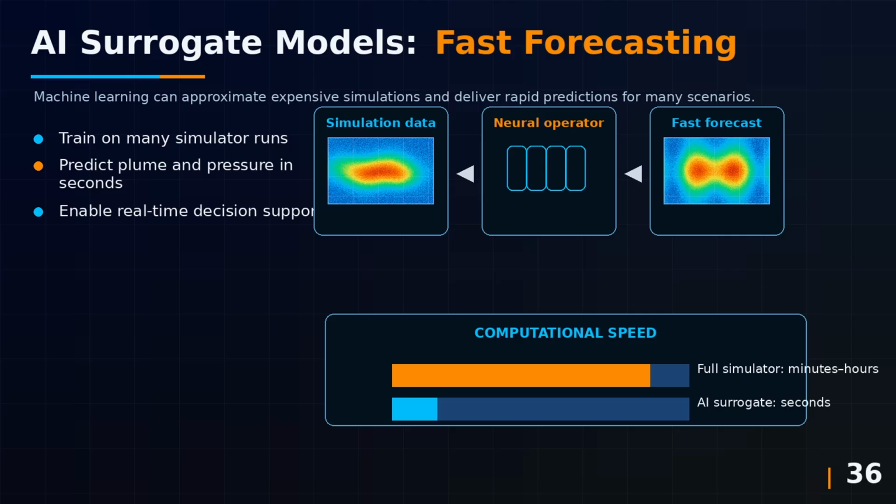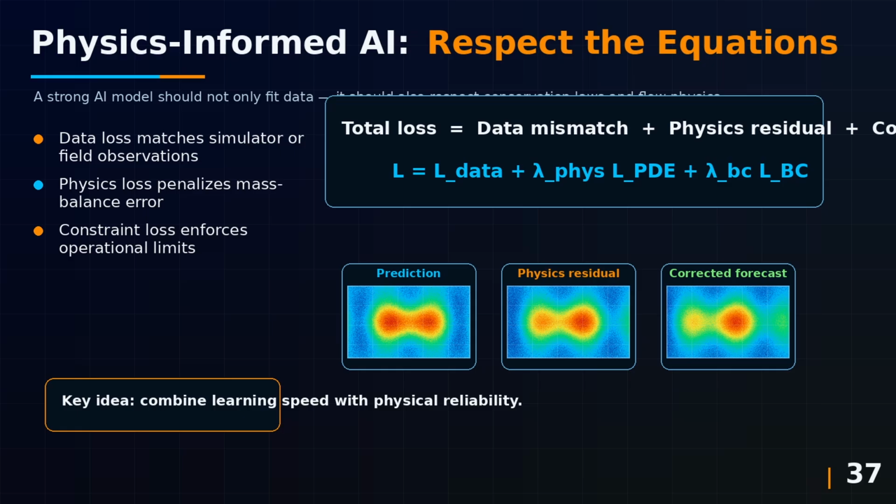Now that we understand AI surrogate models, fast forecasting, let us move to physics-informed AI. Respect the equations. Physics-informed AI tries to combine the speed of machine learning with the reliability of physical laws. Instead of training a model only to match data, we also encourage it to respect conservation equations, boundary conditions, physical constraints, and known relationships such as Darcy's law.